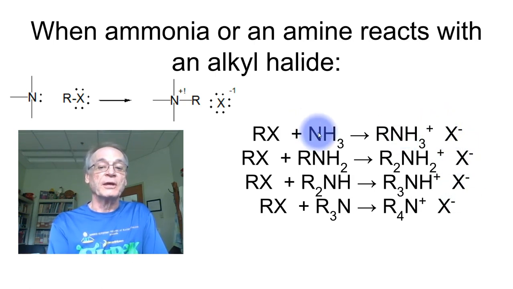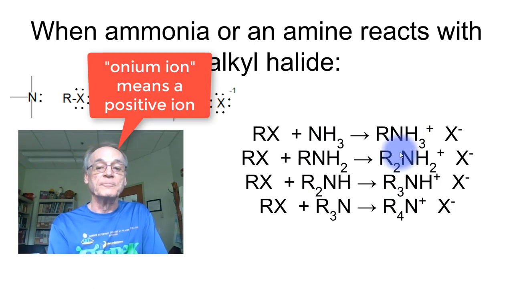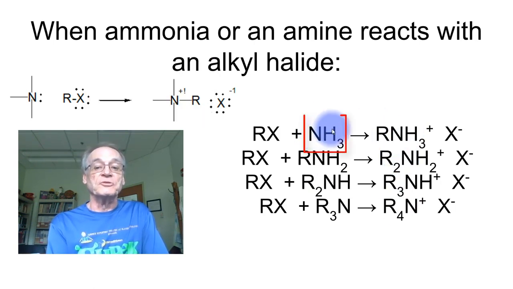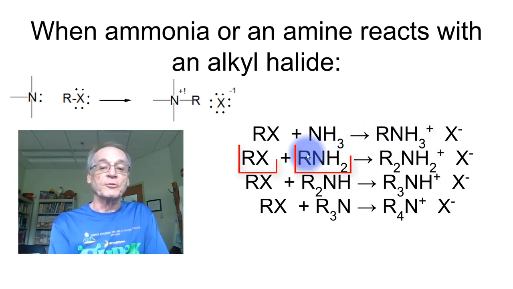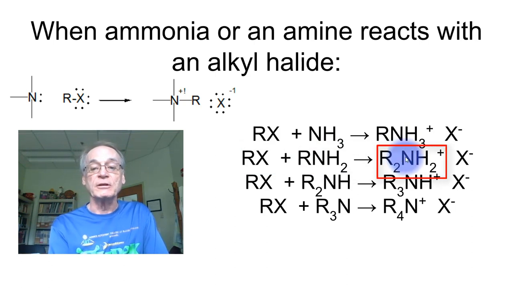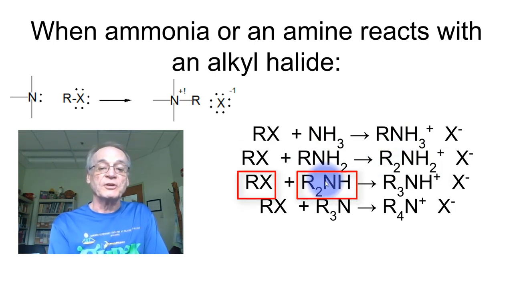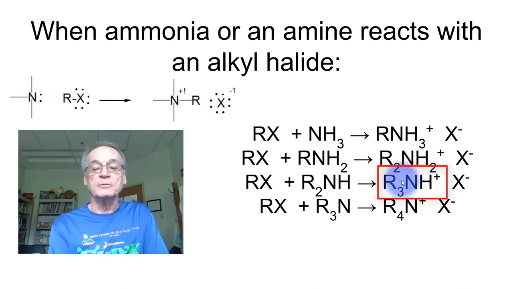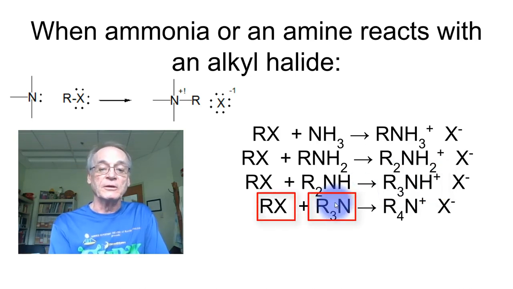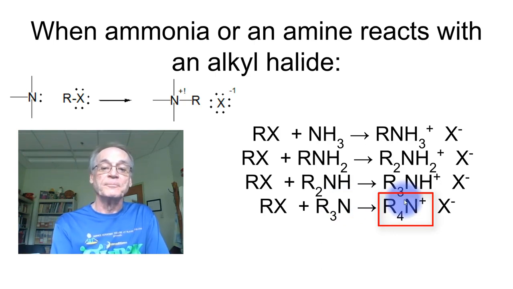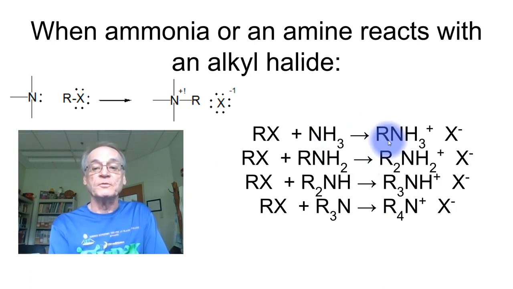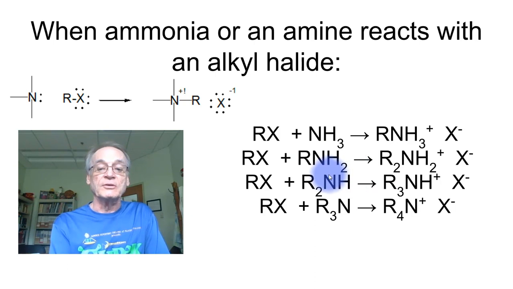So in each case, we're starting with a neutral molecule and we're getting an ammonium ion. This ammonia has no R groups. It ends up with 1, so it's now a primary ammonium ion. If you start with a primary amine, now it has 2, so it's a secondary ammonium ion. If it's secondary amine to start with, it picks up 1, becomes a tertiary ammonium ion. And if it has 3 R groups to begin with, so it's tertiary amine, now it has 4, so it's called a quaternary ammonium ion. So basically you're just adding an R group to the nitrogen, and it's going from no R groups to 1, so primary. A primary becomes secondary, a secondary becomes tertiary, and a tertiary becomes quaternary.